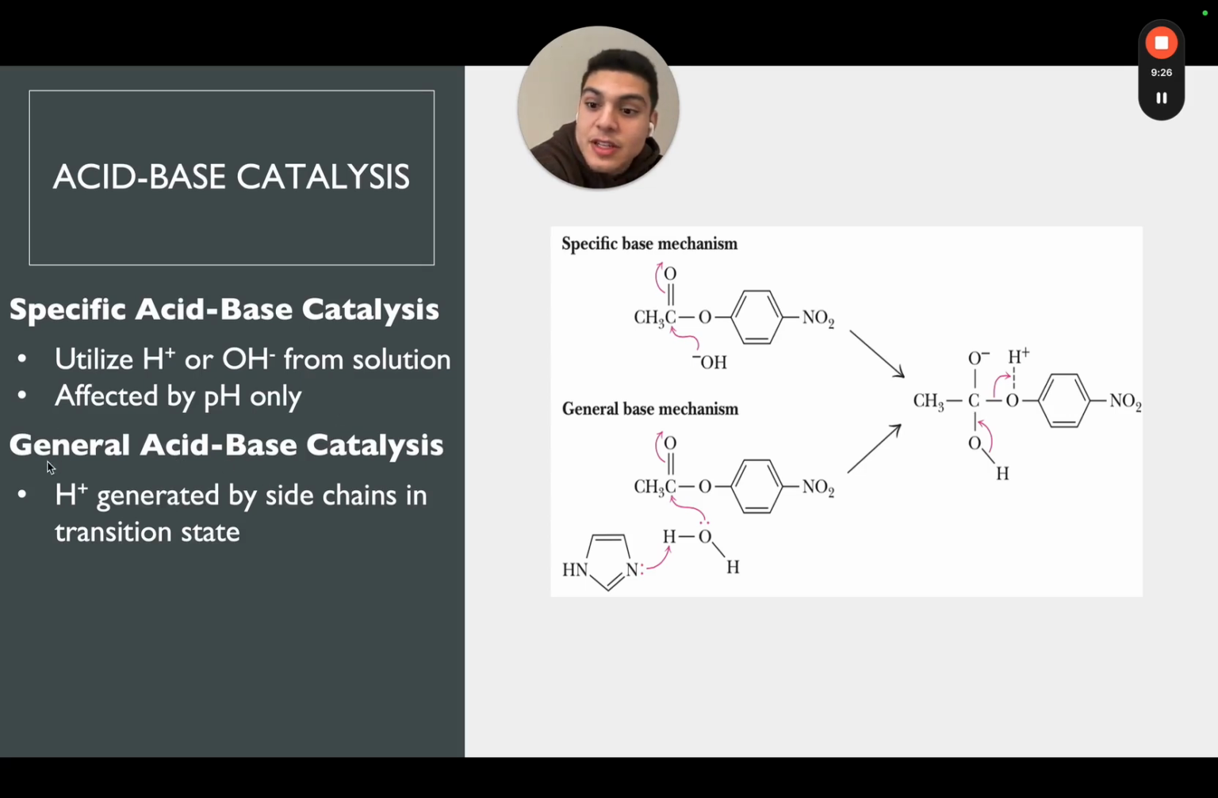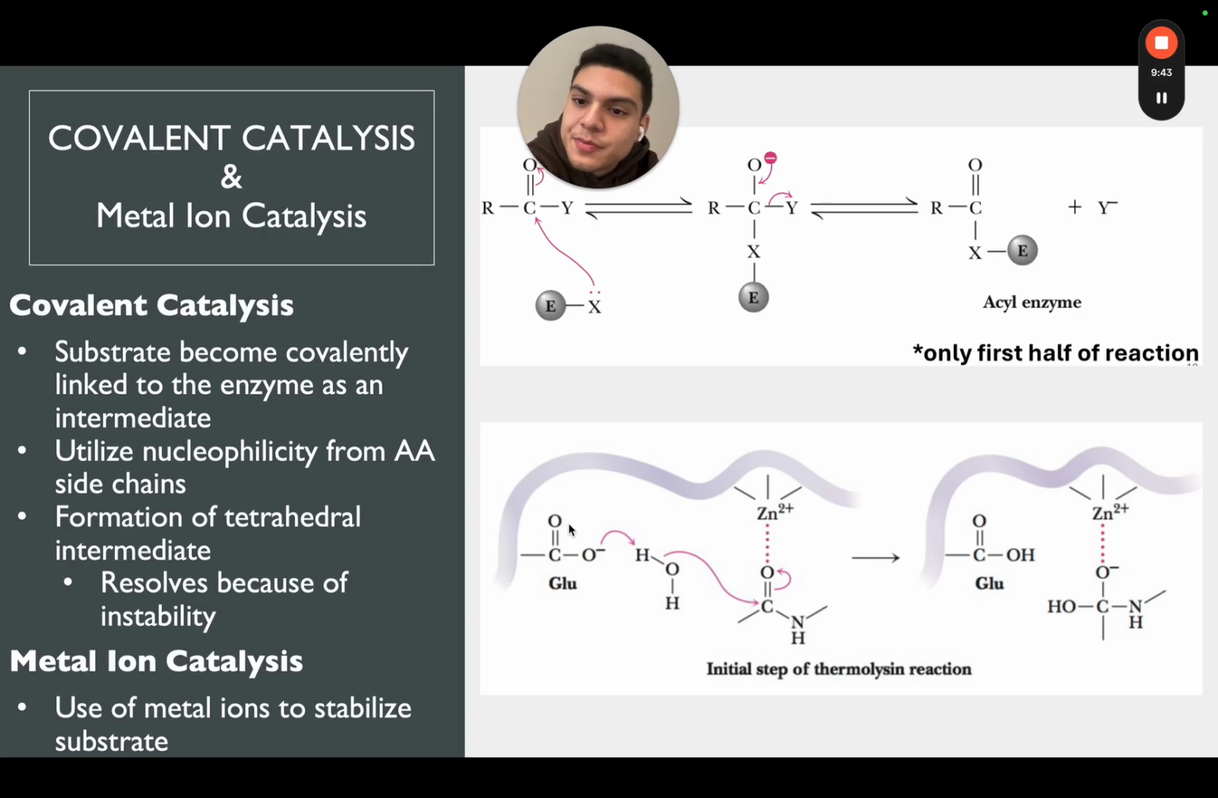And then we also have general acid-base catalysis, where protons are generated by side chains in the transition state. That just means, for example, histidine, lysine, or arginine, you're going to have free protons that can be used in catalysis, and they'll be regenerated towards the end of the reaction as well, rather than grabbing the protons from the solution itself.